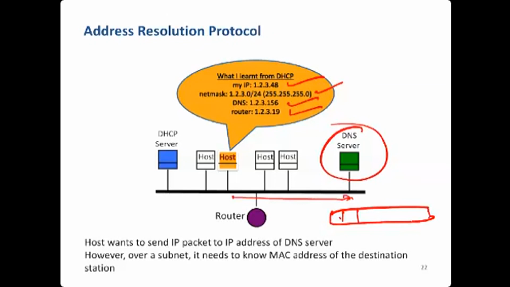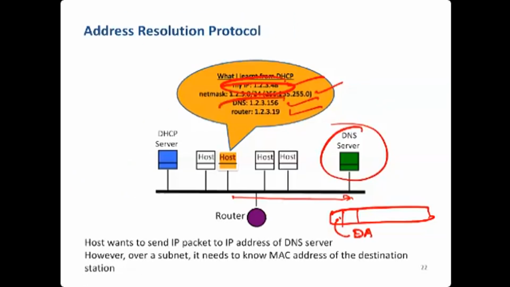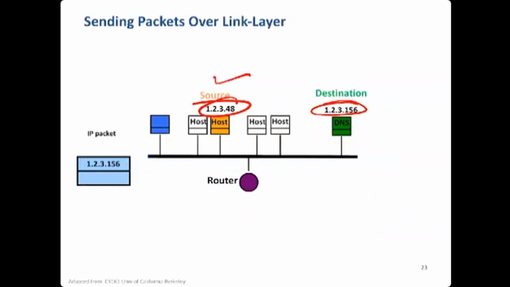So now the question is how does it know? There's a protocol called ARP. This is the source. It knows its IP address because it got this IP address from DHCP. And this is a destination IP address that it has come to know from the DHCP response. But it cannot use this because it has to go over Ethernet, and Ethernet knows only the hardware address, or layer 2 address, or Ethernet address, right?